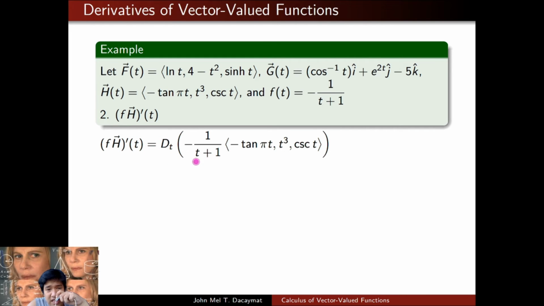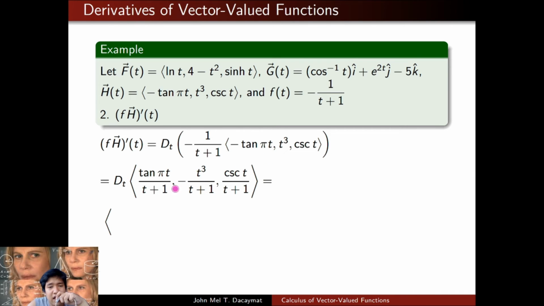So, I want to differentiate f times h here. Doing that, pag dinistribute ko tong c1 over t plus 1, I get this one. And then, pag dinifferentiate ko siya, I have 3 quotients here. So, I have to use quotient rule 3 times here. Let's do it sa first one. Halimbawa, low d high. So, low, derivative ng tangent pi t ay pi secant squared pi t, minus high, ito po, times the derivative ng low, t plus 1, over low squared, you get this one.